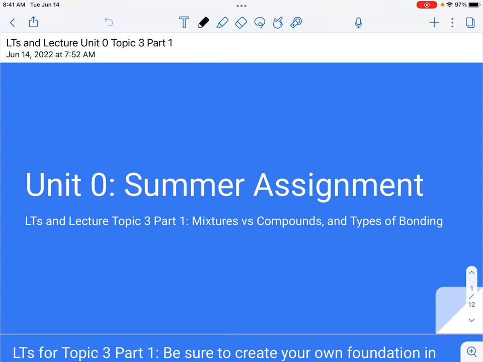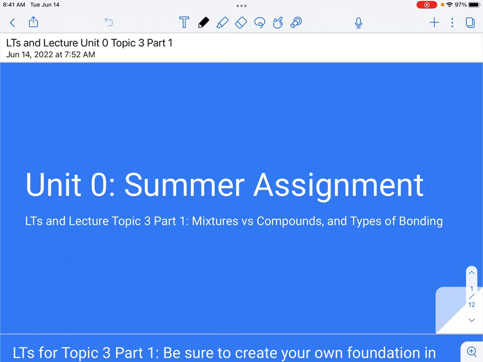This is the first lecture in topic three, which is all about mostly naming and formula writing of compounds. So before we can do that, we have to introduce you to the different types of compounds and mixtures versus compounds and the types of bonding that create compounds. I will say that most of topic three will be review for you.